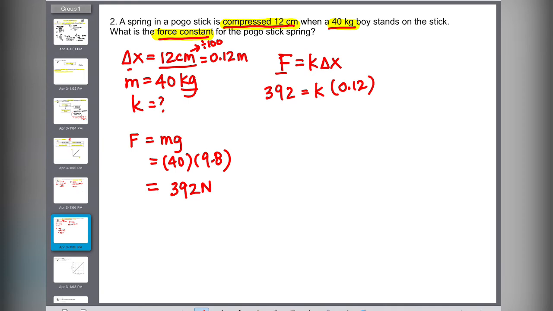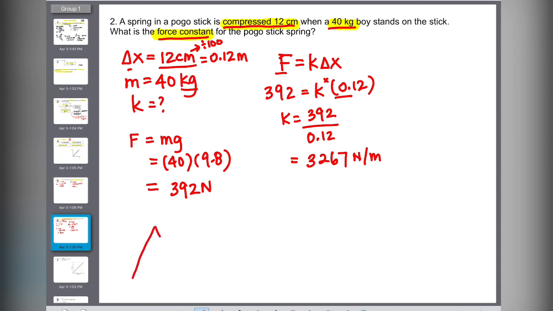So 0.12. So to rearrange the equation, K is 392 divided by 0.12. Okay, it equals 326.7, I'm just going to round it to the whole number. Newton per meter, that's the unit for K. I know I haven't been solving the math like that, but this is just rearranging the equation. This is multiply, so to bring this over, you would divide it on the other side.